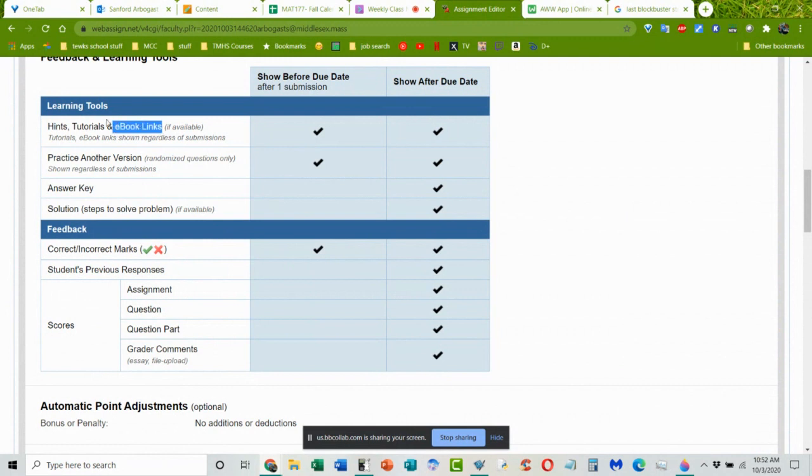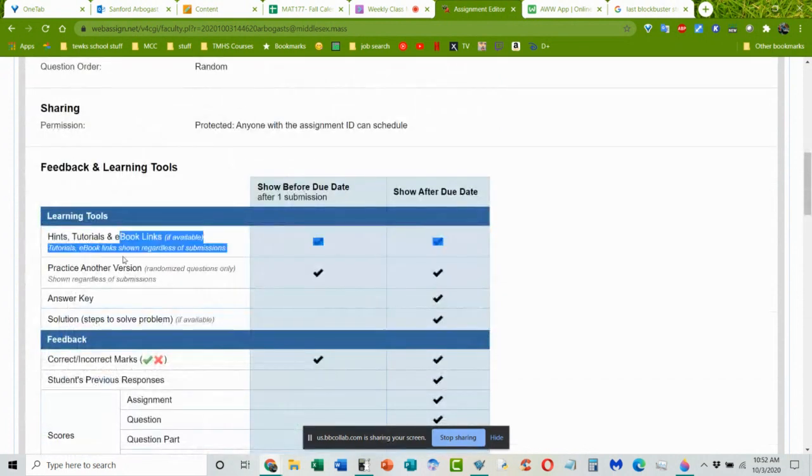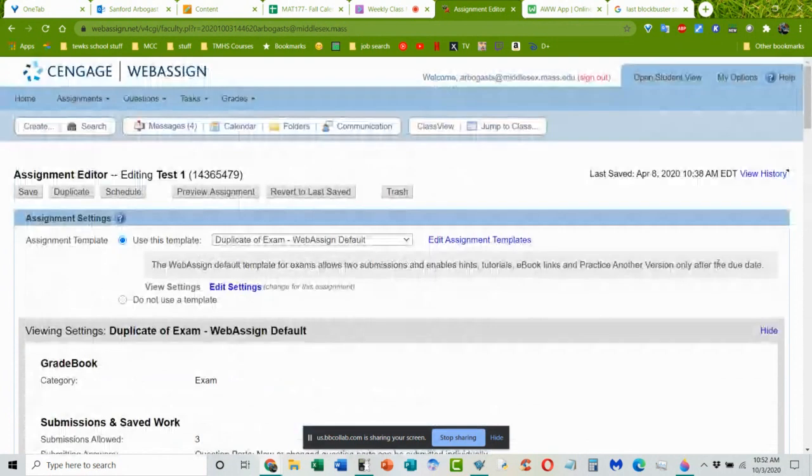You can use the book. See the hints? After one submission, you can use the book. You can practice other questions. It just doesn't show you the answers or how to solve them. It just tells you, did you get it right or wrong? So if you're like, gee, I don't remember how to do this, I've answered this question twice, look it up. Go through, do a practice problem that is similar, and then try the last time. So those are my suggestions.